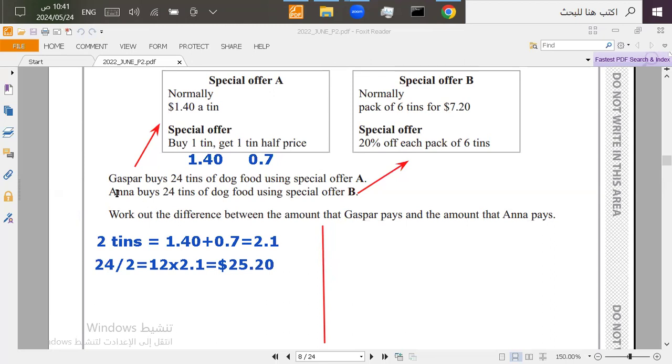Now let's find the money that Anna paid to get this special offer. Now, in this special offer, a pack of six tins will cost you $7.20. The special offer is what? 20% off each pack of six tins. So each time you take a pack, you'll get 20% off this price. Good. So it means how much money will it cost if you buy a pack of six tins? Yes. Let's do it here.